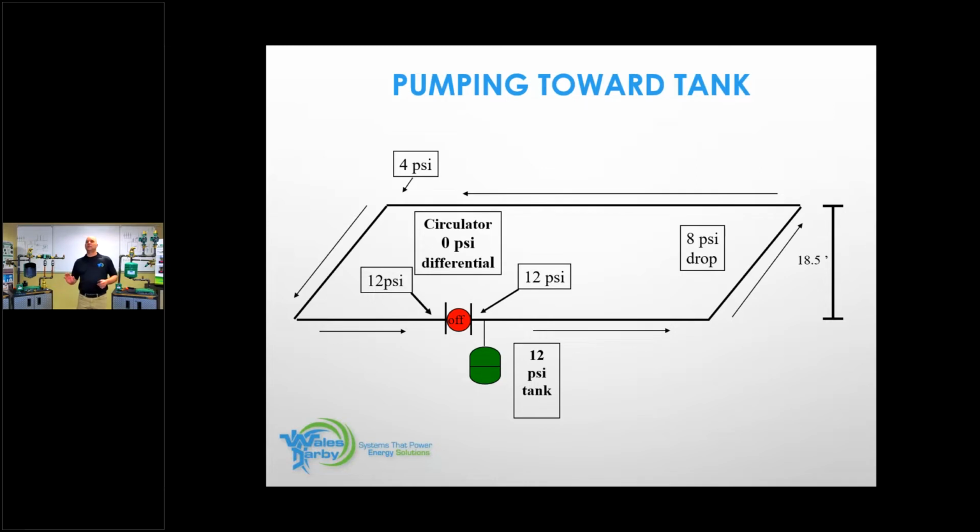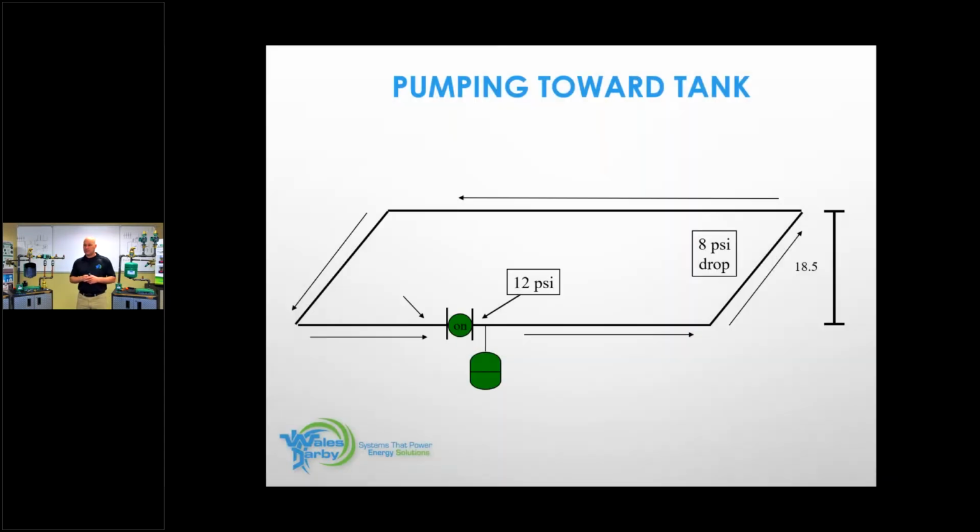We're going to lose 8 psi going to the upper level. That's 18.5 feet. We're going to lose 8 psi going up to the highest level in the home, which leaves us 4 psi at the top of the heat circuit, which is what we really need to maintain. So this is pumping into the expansion tank. So let's take a look at this in a real world scenario. You're in a basement. This is the system you're looking at.